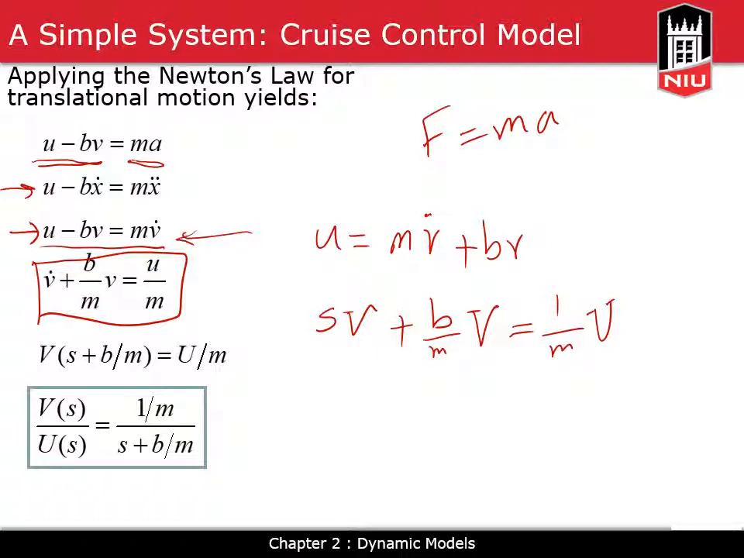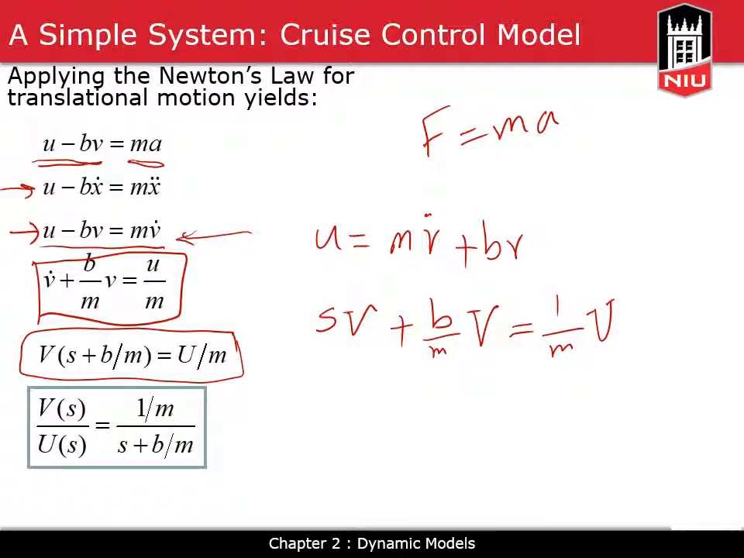On the left-hand side, we have two terms with V. If we factor out that V, we will get this equation over here. So now you can see that I have one equation, which is an algebraic equation, not a differential equation anymore. That is why we use the Laplace transform.